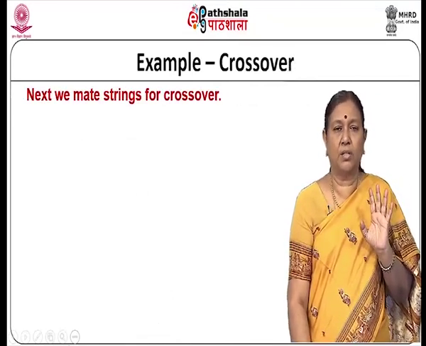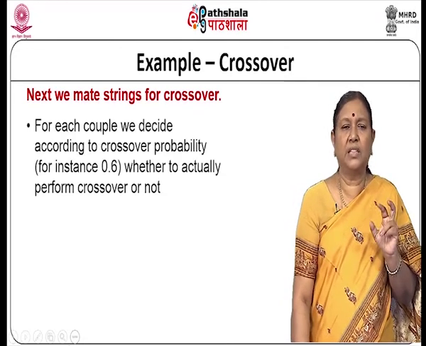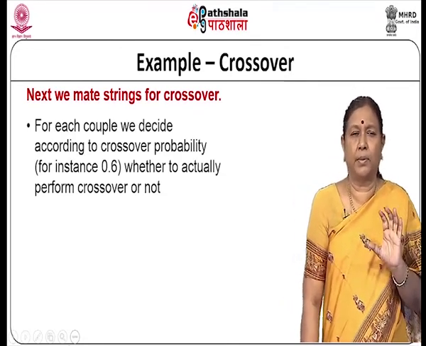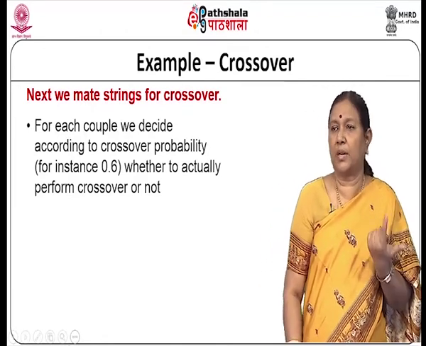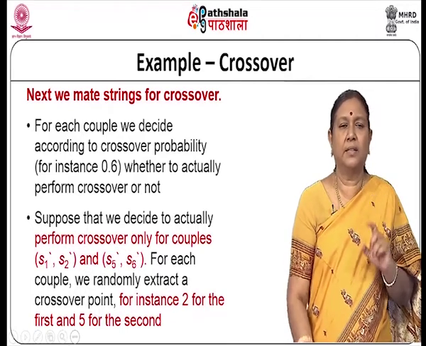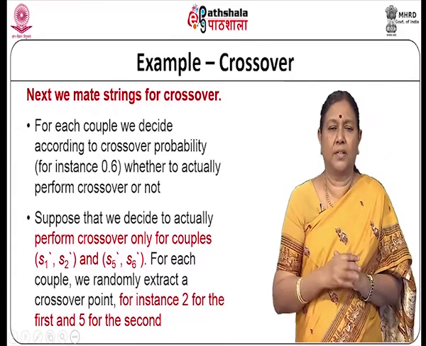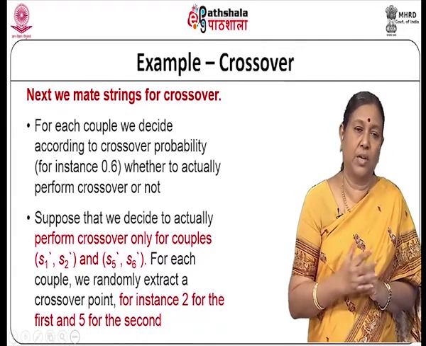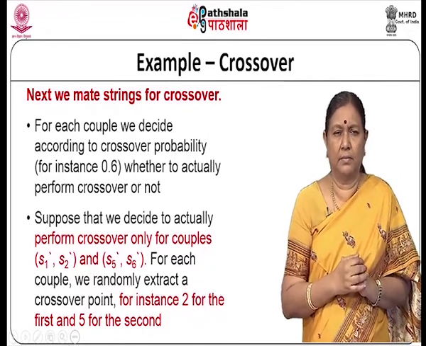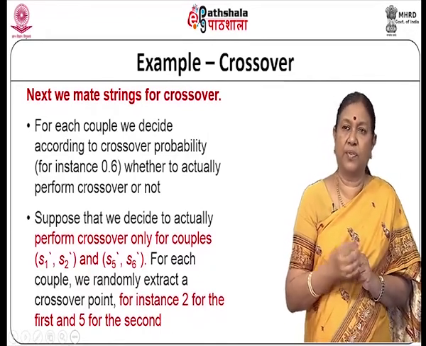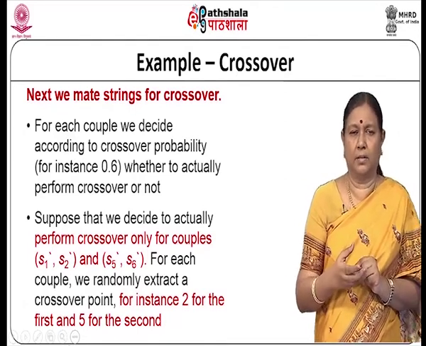Now, we have to do the crossover operation. We make couples for crossover. For each couple, we decide according to the crossover probability, for instance 0.8, whether to actually perform crossover or not. Let us assume that we decide to actually perform crossover only for 2 couples here: S1 dash with S2 dash, and S5 dash with S6 dash.